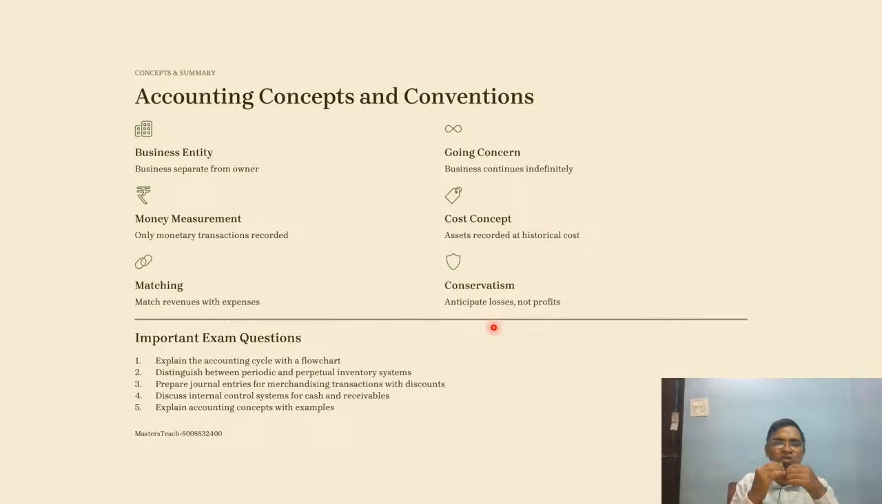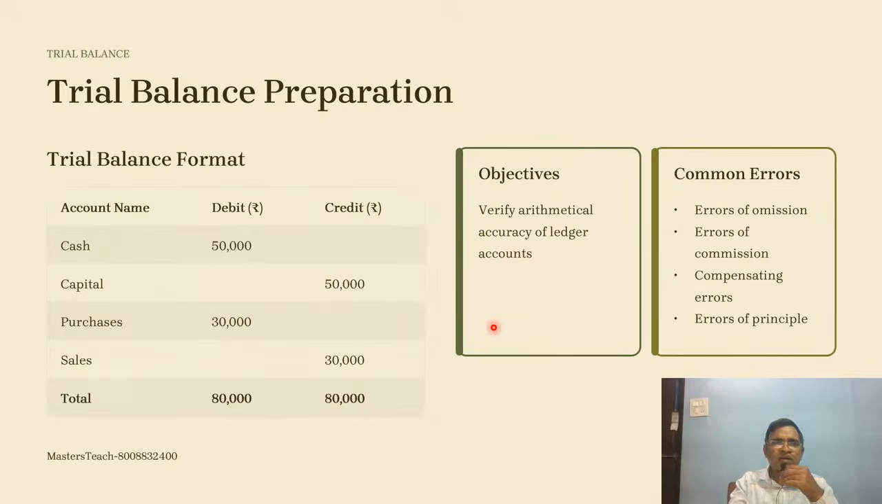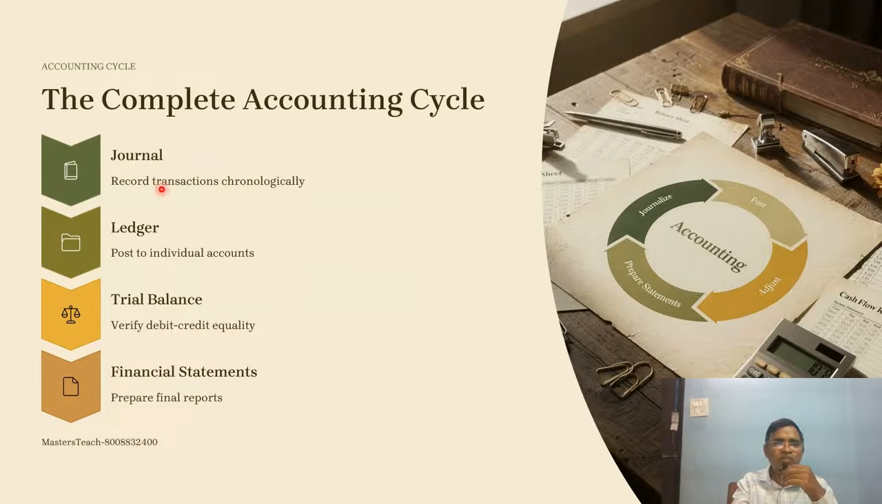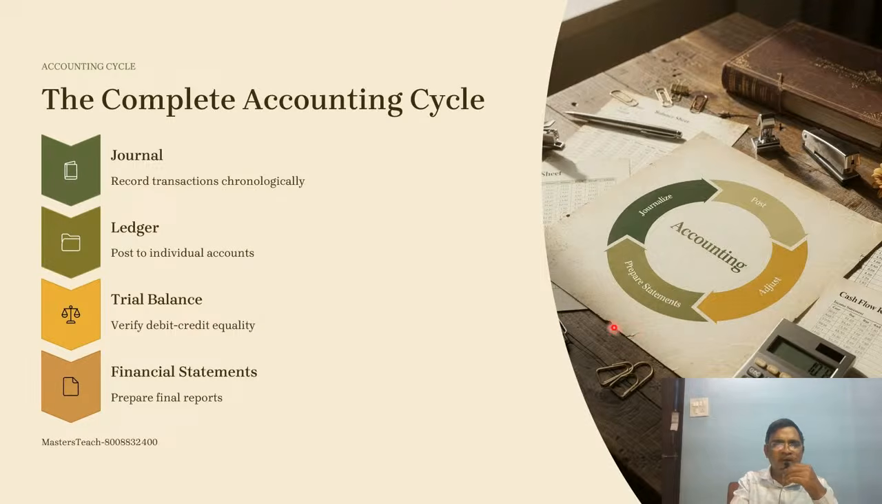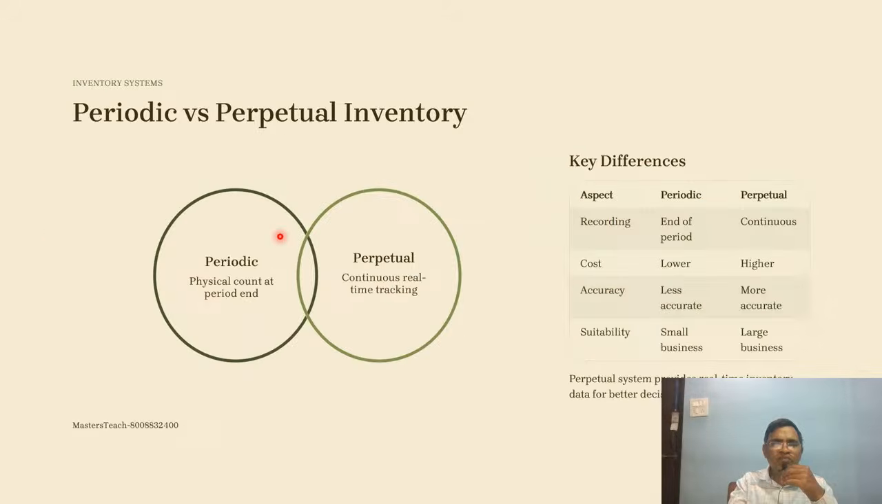So what you have to write in the exam: they may ask you to explain the accounting cycle with a flow chart. At that time you have to explain this. In the flow chart you mention the accounting transaction, then journal, ledger, trial balance, and financial statement. Or else you can do it this way: first source of entry, source documents, recording, double entry, then financial report. Or simply you can write the complete accounting cycle: journals, ledger, trial balance, and financial statements or final accounts.